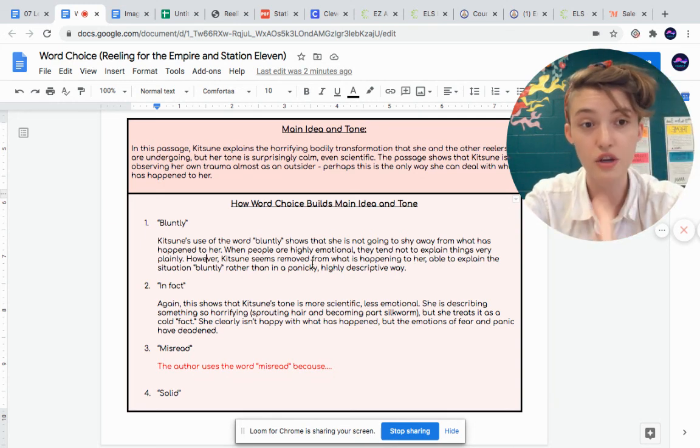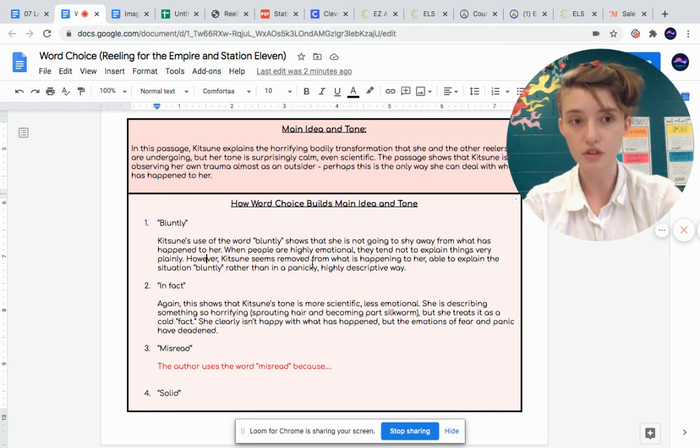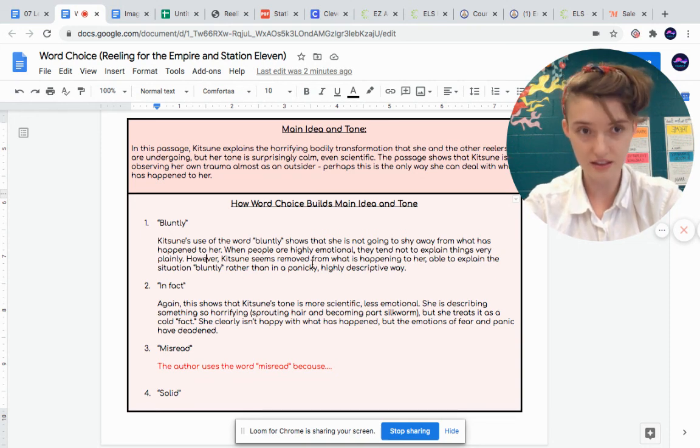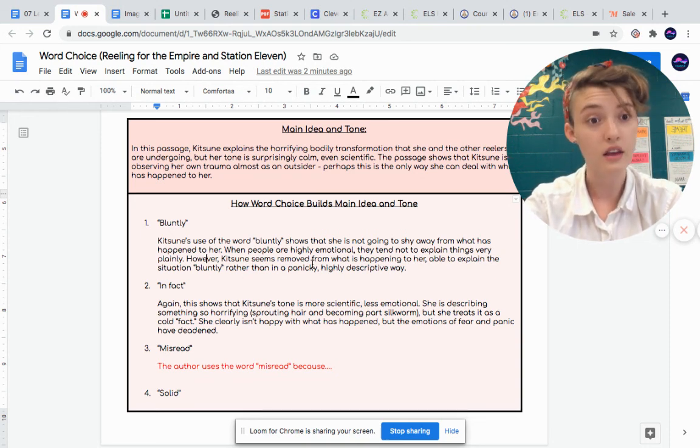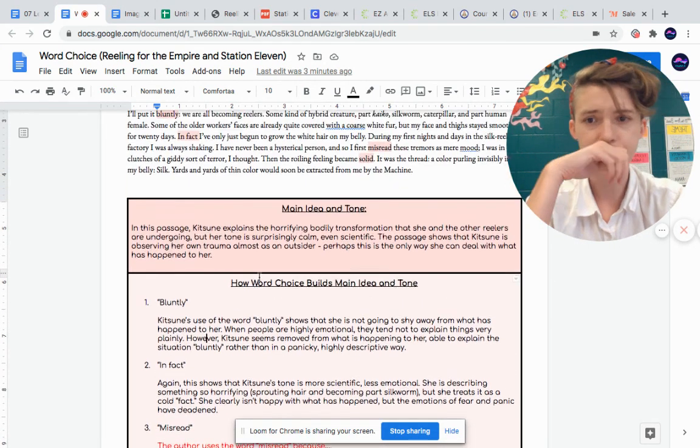It's showing us that her tone is not one of panic and fear, rather it's one of like weird removal. She seems a little bit distant, and we might not know exactly why yet, but we can tell she's strangely calm about this. Maybe not happy, but strangely calm. Okay, then we do another.